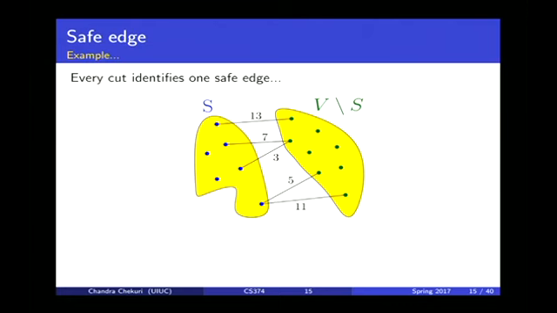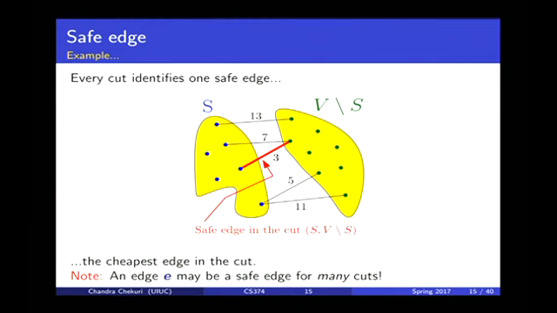Which one is a safe edge? The one with the lowest weight, right? 3. And if the edge weights are distinct, there will be only one edge per cut which is safe, right? Yeah, because otherwise there are no ties. That's the assumption. Okay, so that's the safe edge.